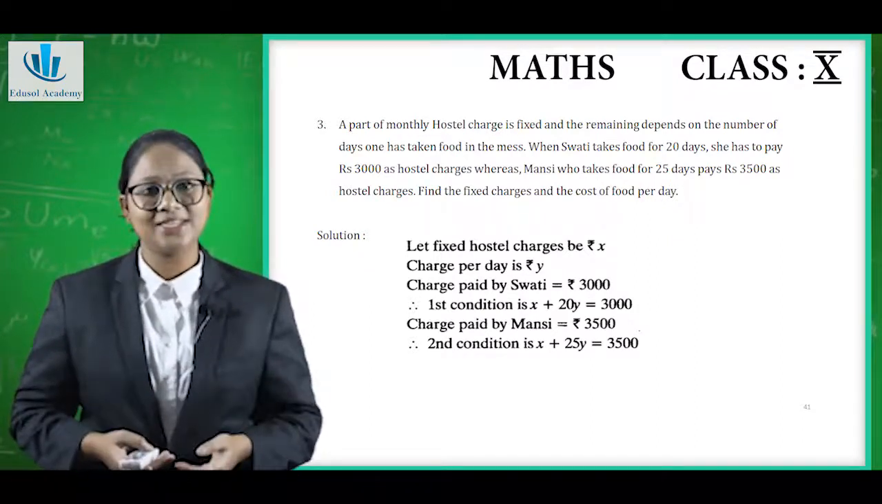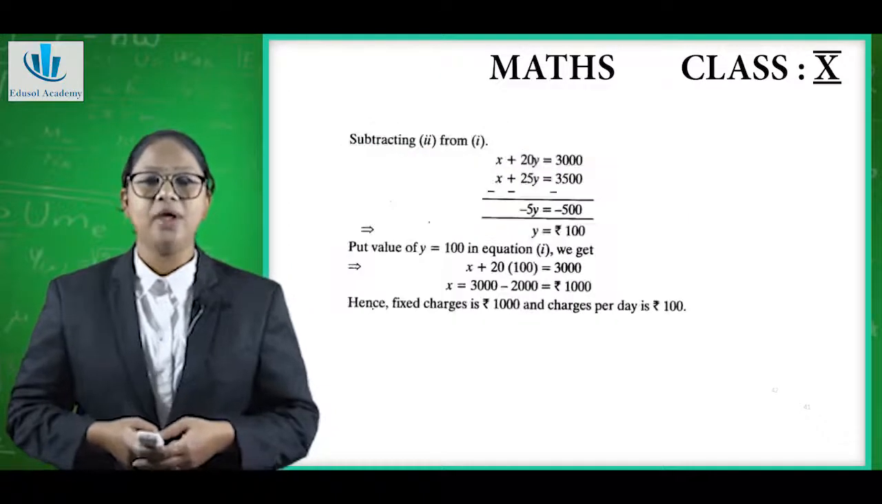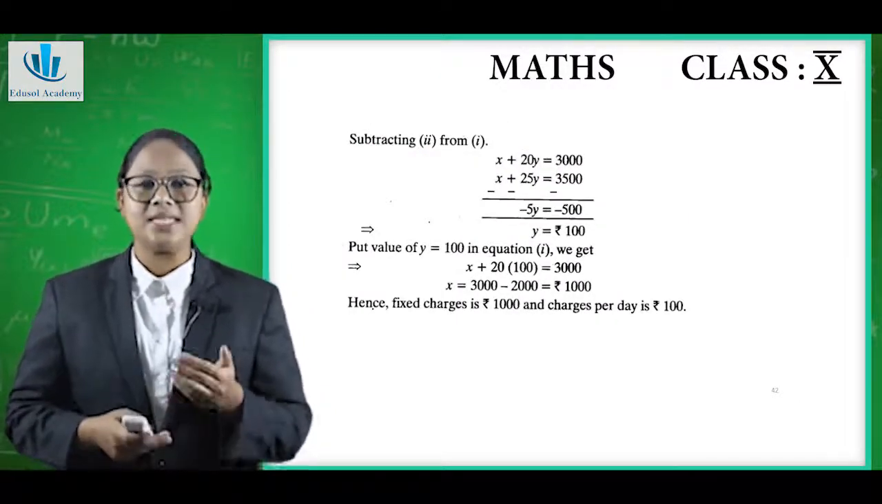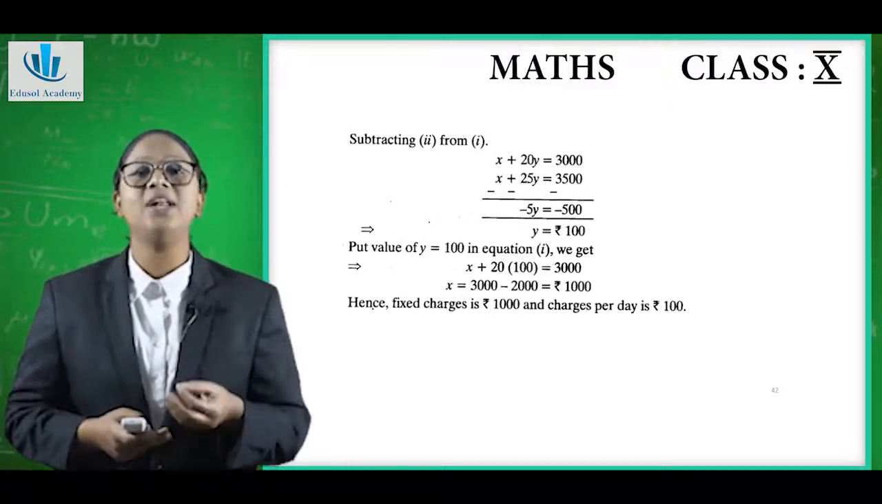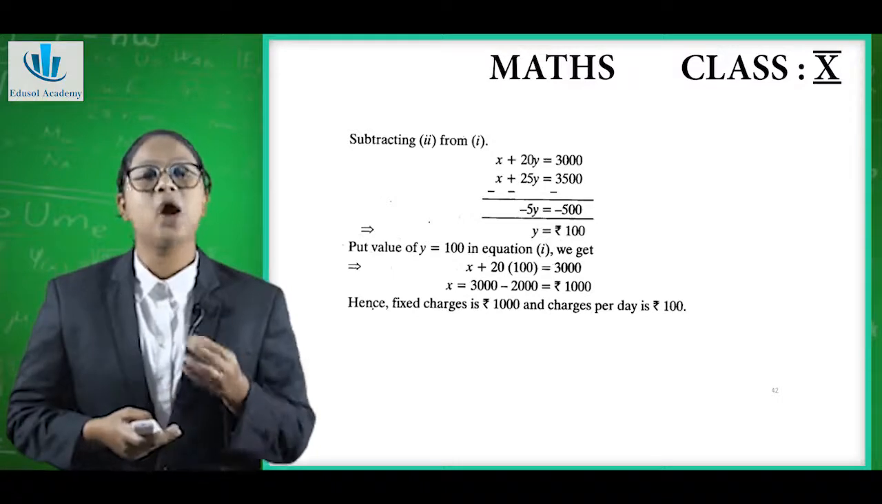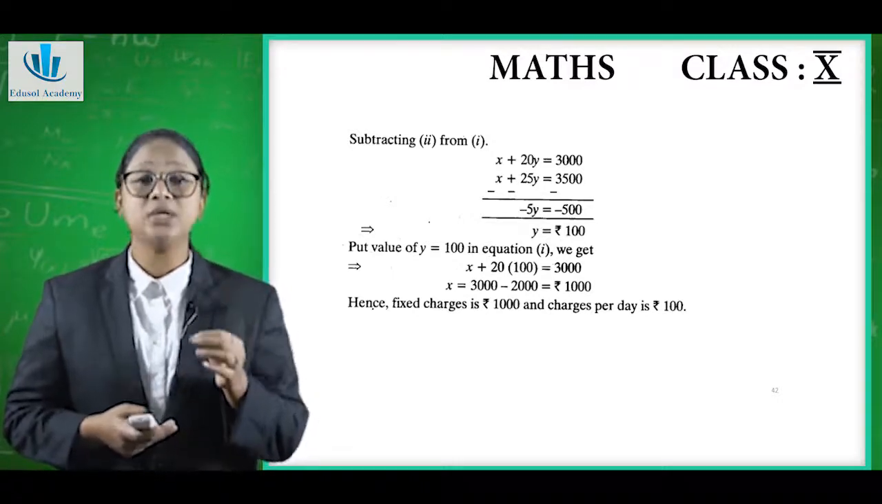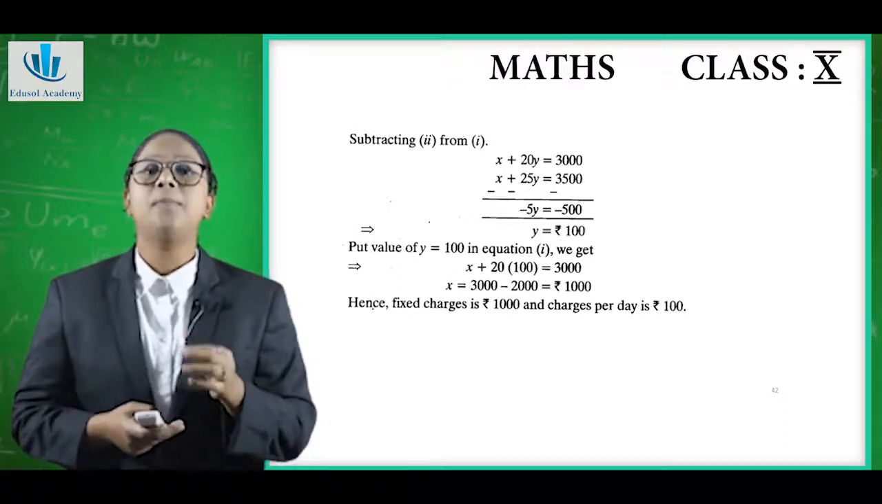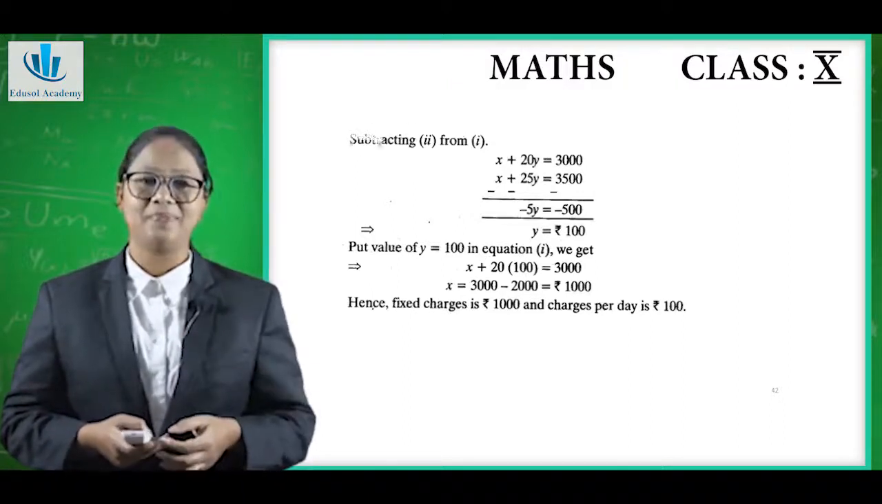We have got two equations. You know how to solve them now. Use algebraic methods, no graphical methods needed. We'll get the value for X as rupees 1000 and Y as rupees 100. Therefore, the conclusion: the fixed charge is rupees 1000 and the charge per day is rupees 100.